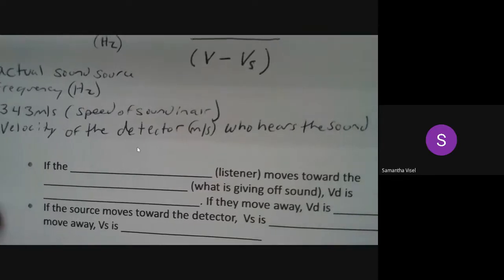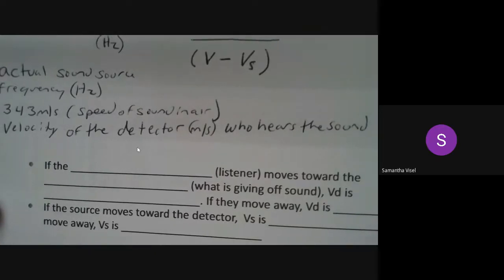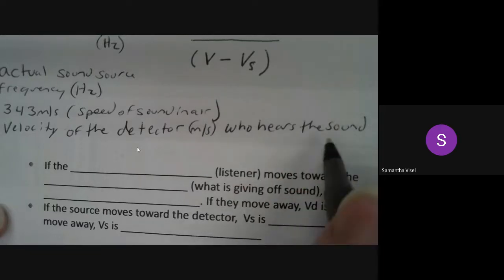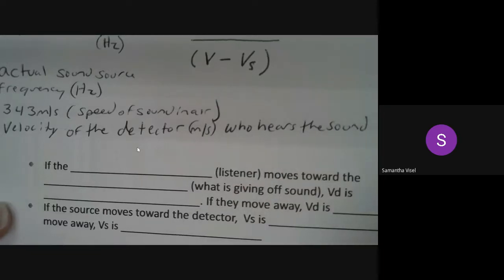So generally the detector is a person that hears this sound, but sometimes with these problems we could have the detector be an animal. So a dog hears a whistle. Every now and then the detector is an inanimate object, so a sound wave just bouncing off the wall. So the detector is who hears the sound. It can also be, though, like who is detecting the sound. Sometimes it's also referred to as the observer.